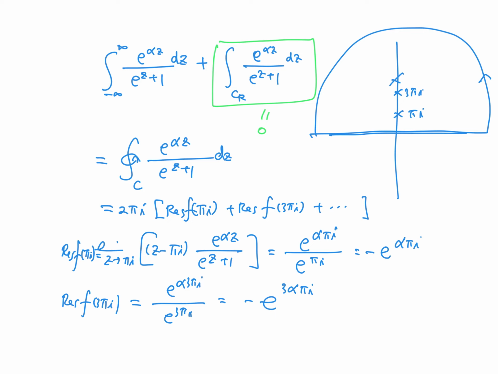So sum over this: minus of exponential alpha pi i, exponential 3 alpha pi i, exponential 5 alpha pi i, an infinite summation, right? So let's continue. Still the time. No, okay, it's not mute.